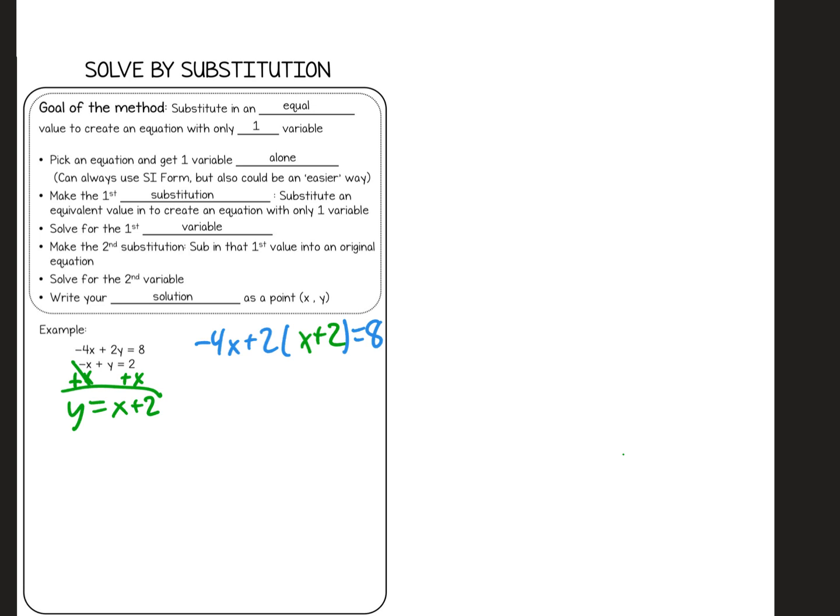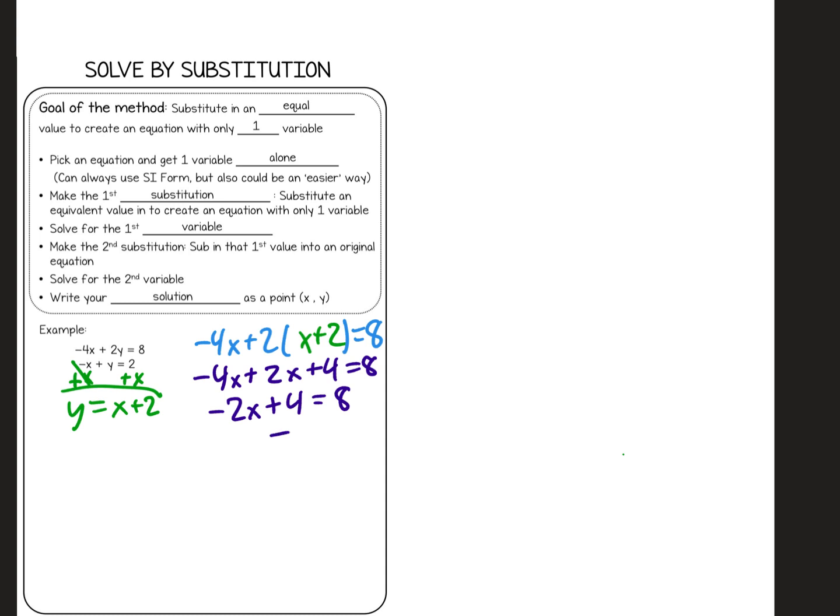Since we've substituted, we can now do step 3, which is to solve for the first variable. In this case, the variable we are solving for is x. To do so, we need to get rid of our parentheses by using the distributive property. Now we have negative 4x plus 2x plus 4 is equal to 8. We can combine our like terms. Negative 4x plus 2x gives us a negative 2x. Now we have negative 2x plus 4 equals 8.